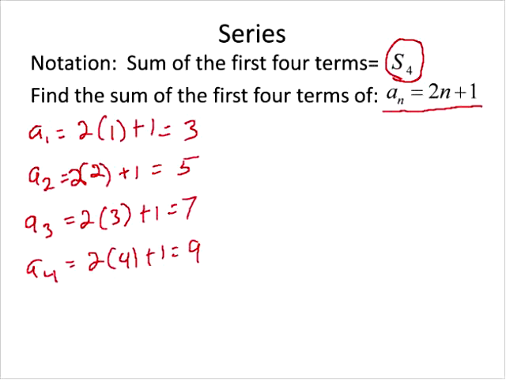To find the sum, I'm just going to add those up. Let's see, that's going to be 24. That is S sub 4, the sum of the first 4 terms of the sequence. That's the series.